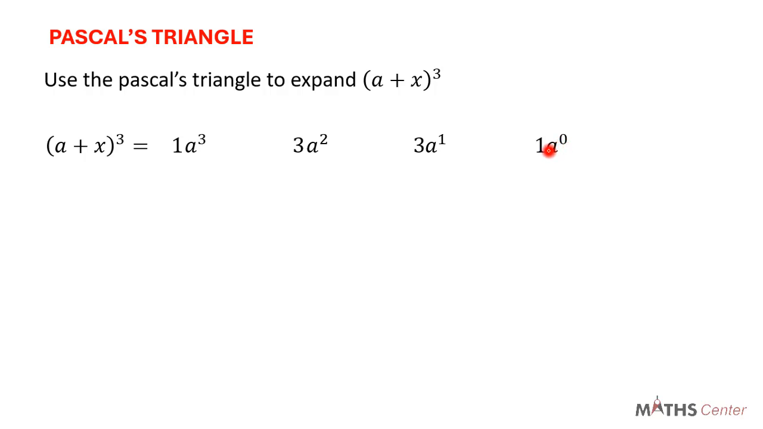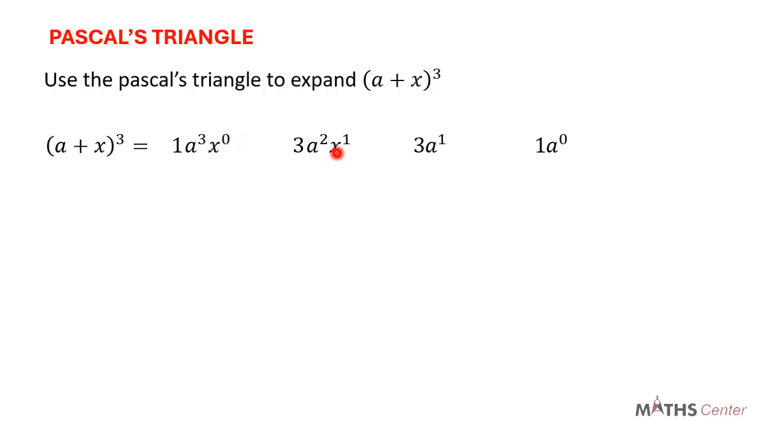Then after that, you pick the second term in the binomial expression, which is, in this case, x. x will have an exponent of 0 in the first term of the expansion. In the next term of the expansion, the exponent on x will increase by 1.